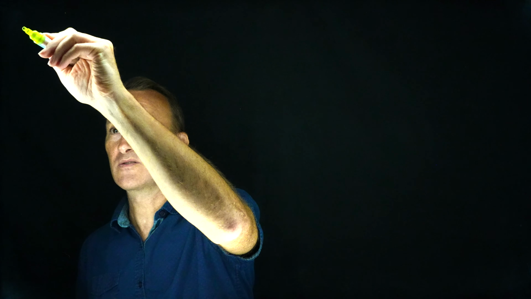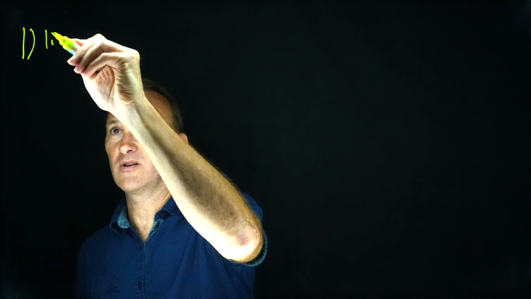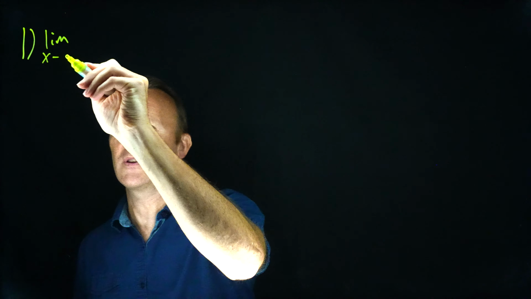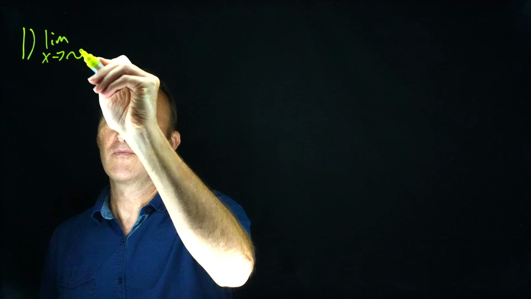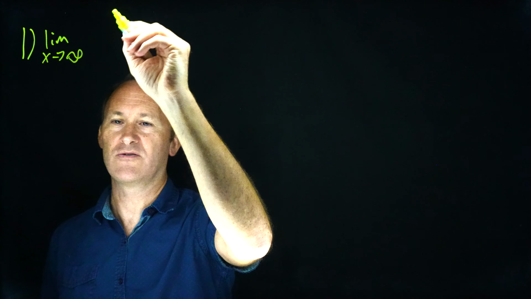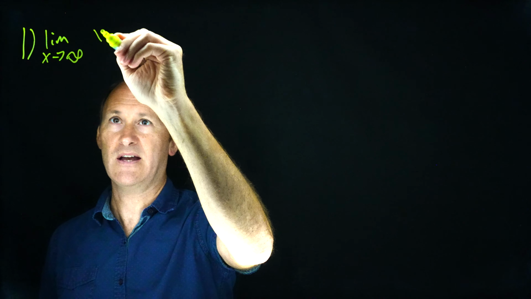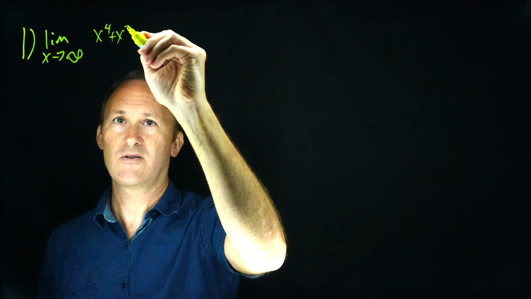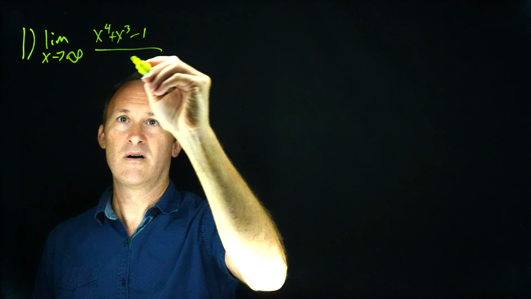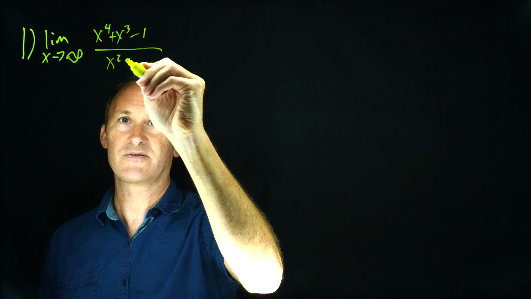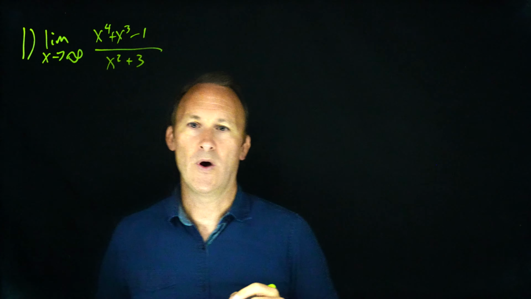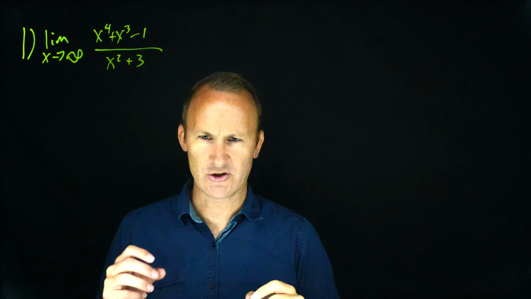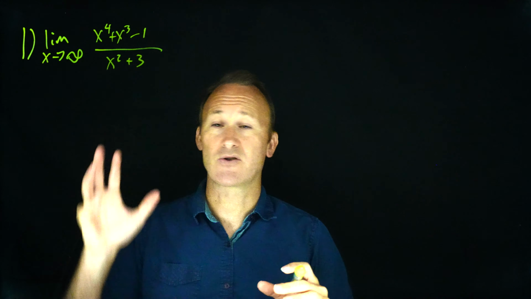Let's explore limits as x goes to infinity with some examples. So let's start with the following. The limit as x approaches infinity of, and we're going to look at rational functions, x to the fourth plus x cubed minus 1 all over x squared plus 3. What is this rational function going to as x goes to infinity?